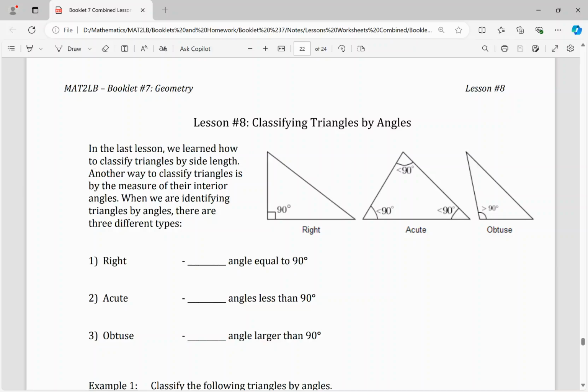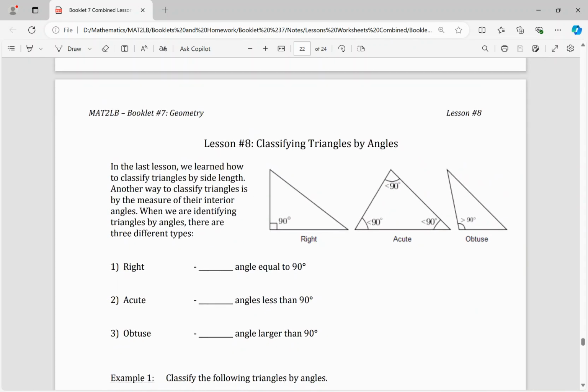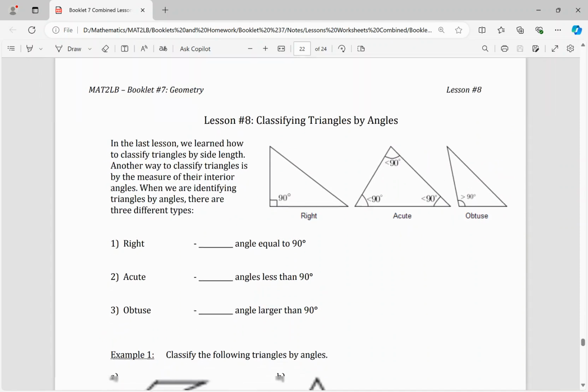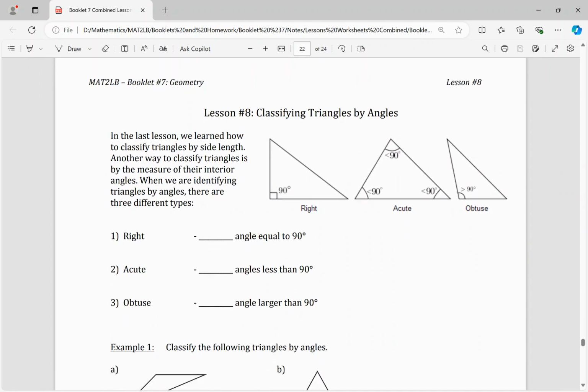Hello, everyone. Today we will be completing Lesson 8 in Booklet 7, that is classifying triangles by angles. Now, compared to the last lesson where we had different names for different triangles depending on their side lengths, this lesson is all about the angles. So that's different from the length of the sides.